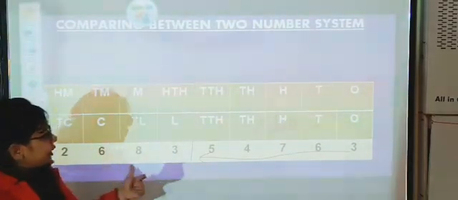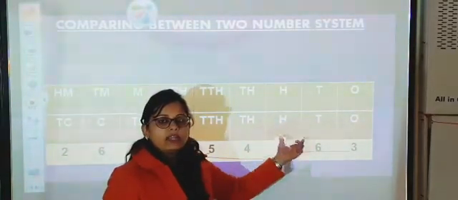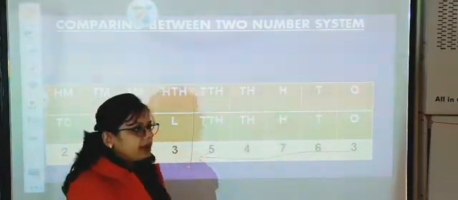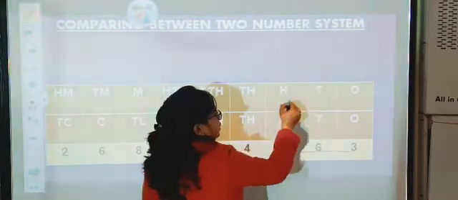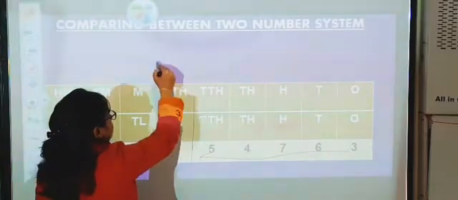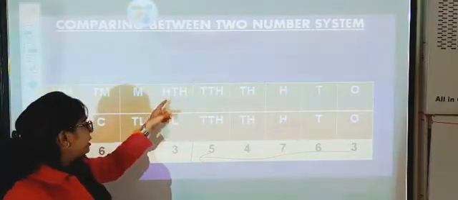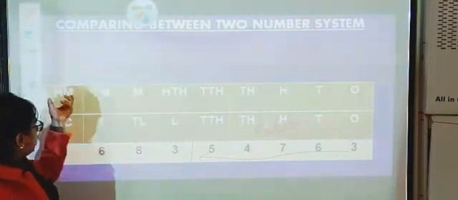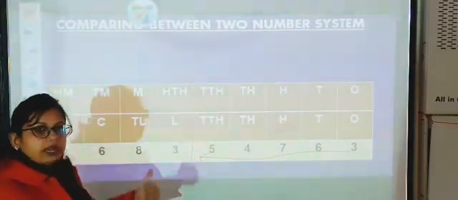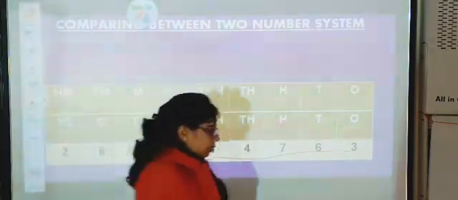Children, one more thing you can notice: in the Indian number system we have the hundred place value only in the ones group. But in the international number system we have a hundred place value in every group. In the ones group we have the hundreds place, in the thousand group again we have a hundred place, that is 100,000, and in the million group also we have a hundred place. But in the Indian number system we have only the ten place, that is 10,000, 10 lakh, 10 crore. Okay, now let's compare again.